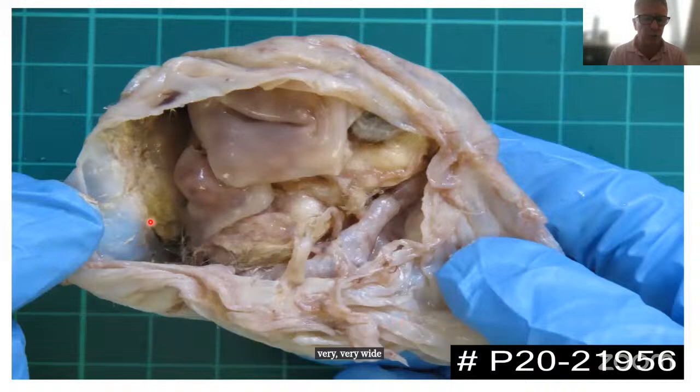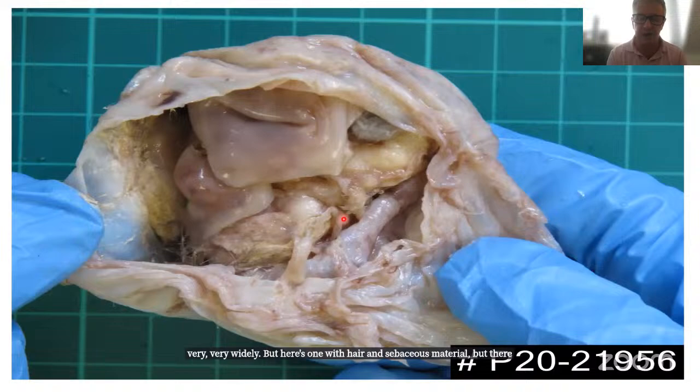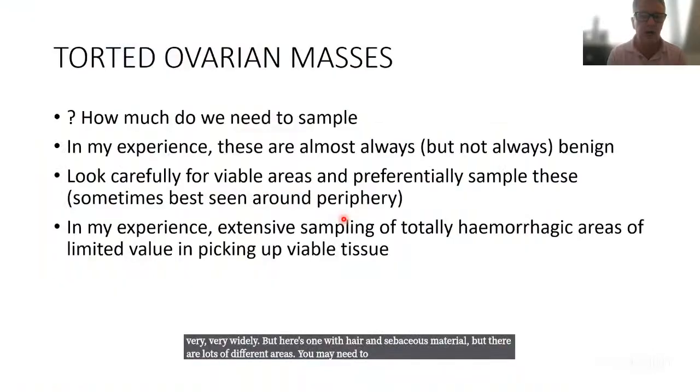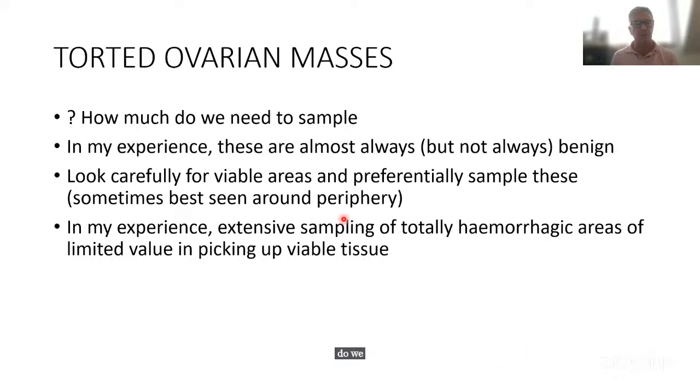But here's one with hair and sebaceous material, but there are lots of different areas, so you may need to sample this one a bit more widely. And sometimes we get torted ovarian masses. The question is, how much of these do we need to sample? Now, in my experience, these torted masses are usually, but not always, benign.